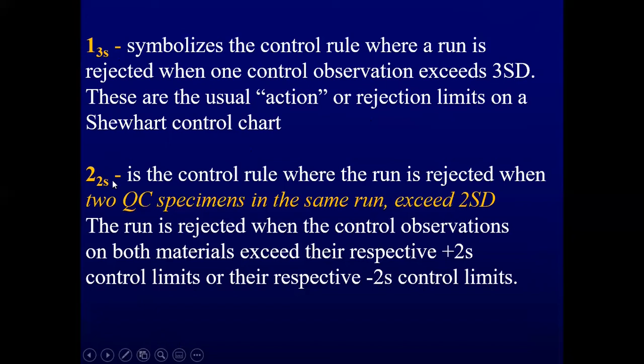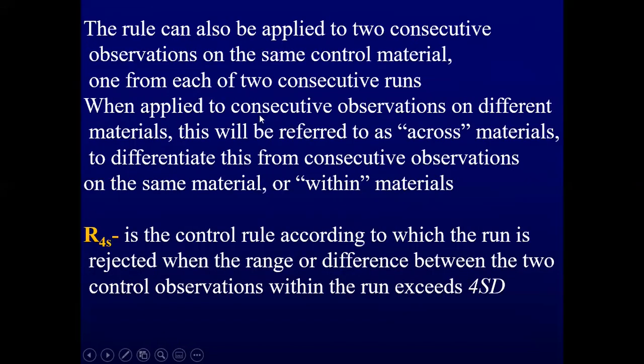Then we come to the 2-2s rule. It means that the control results of two QC specimens in the same run exceed two standard deviations. So the run is rejected when control observations on both materials exceed their respective two standard deviation control limits, or similarly below the minus two standard deviations limit. The rule can also be applied to two consecutive observations on the same control material, one from each of the two consecutive runs.